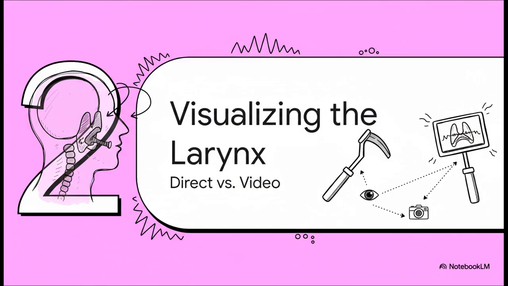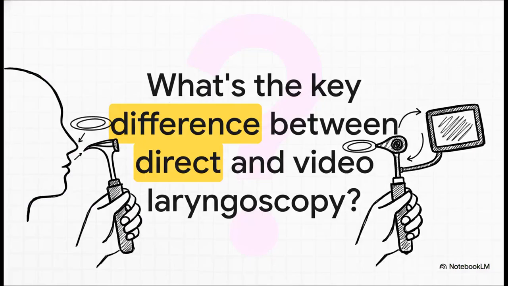Now for the next critical step, actually seeing the larynx. This is your gateway for placing a tracheal tube, and there are basically two different philosophies on how to get that view. So this is a total classic for your exams, and it really comes down to one simple question. How are you seeing the vocal cords? Are you looking directly with your own eyes, or are you using a camera to do the looking for you?